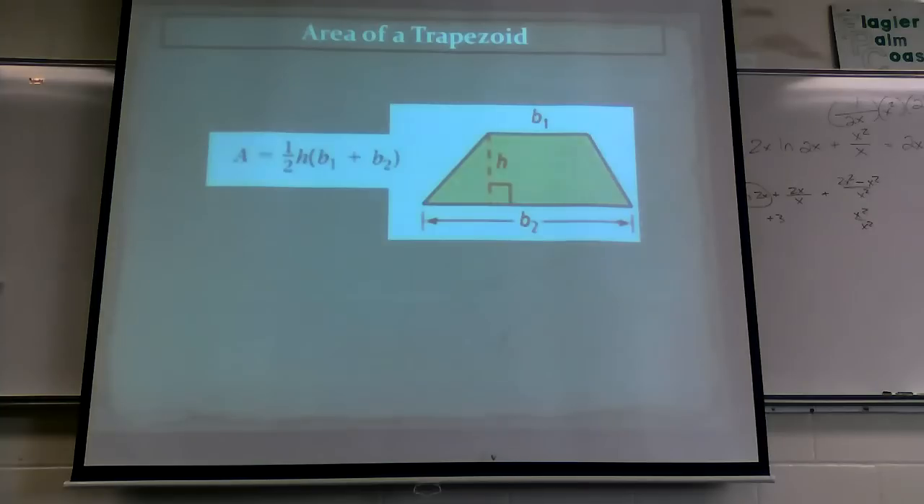Okay? So basically you add the bases together. It's still 1/2 base times height. But since you have two bases in a trapezoid, you have to add them to account for the entire base measurement. But in essence, it's the same formula used for the triangle, half base times height.